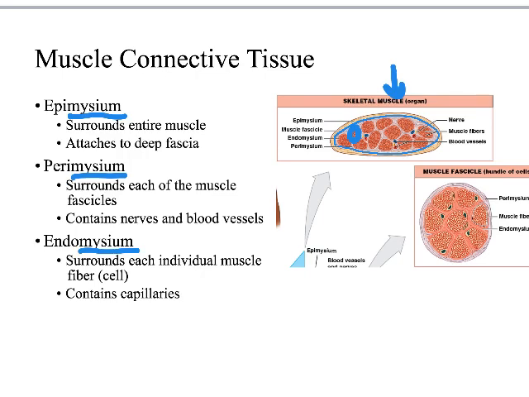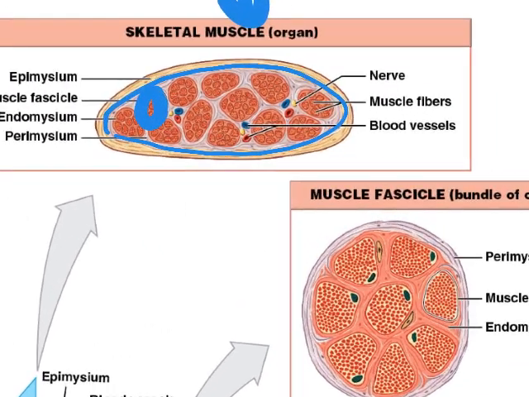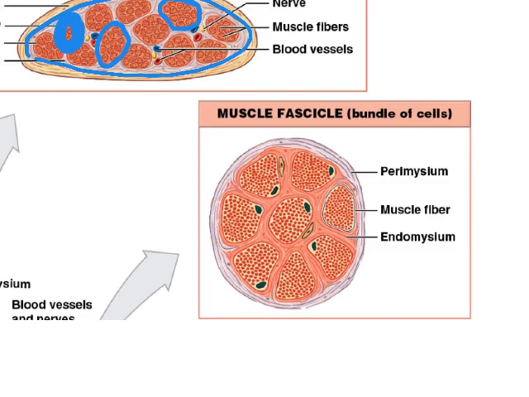Then we have perimysium. Peri means to surround, and so the perimysium is going to surround each of the individual muscle fascicles. Again, if we blow up our picture here, you can see that each of these fascicles is surrounded by a ring of connective tissue. That would be the perimysium. This picture here pulls one of those fascicles out and shows how the perimysium completely surrounds that muscle fascicle.